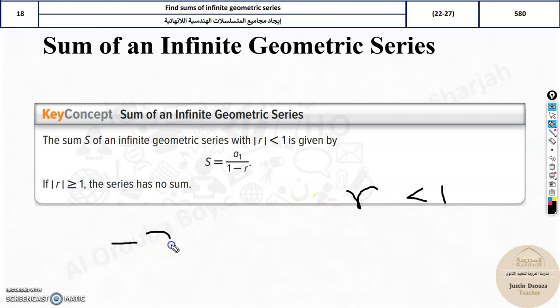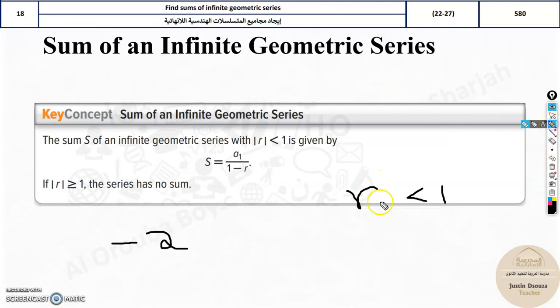But what if I have negative 2? It's less than 1, but still it doesn't work, right? Because it'll be huge, huge, huge numbers. If I have 1, next one would be minus 2, next would be plus 4, minus 8. Doesn't make sense. So also here, it's not possible to find the sum.